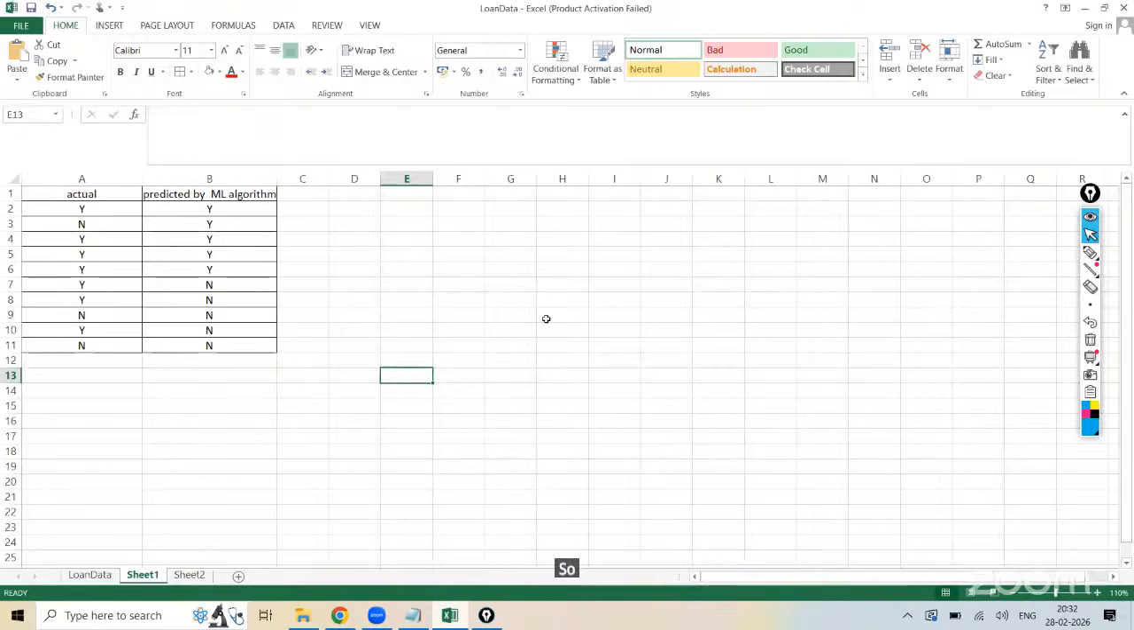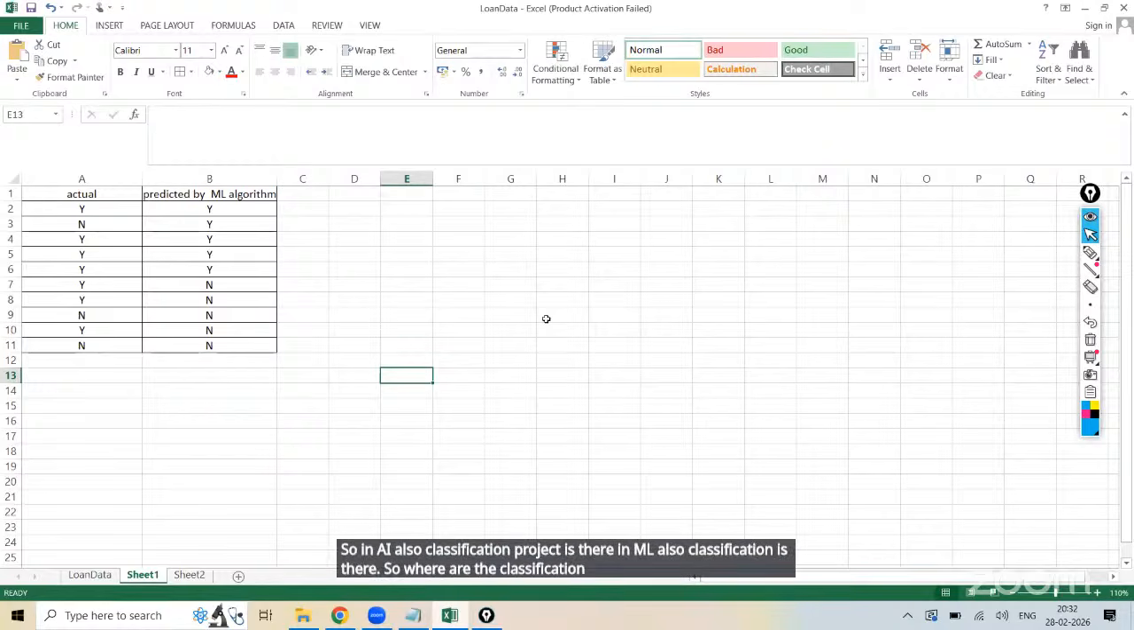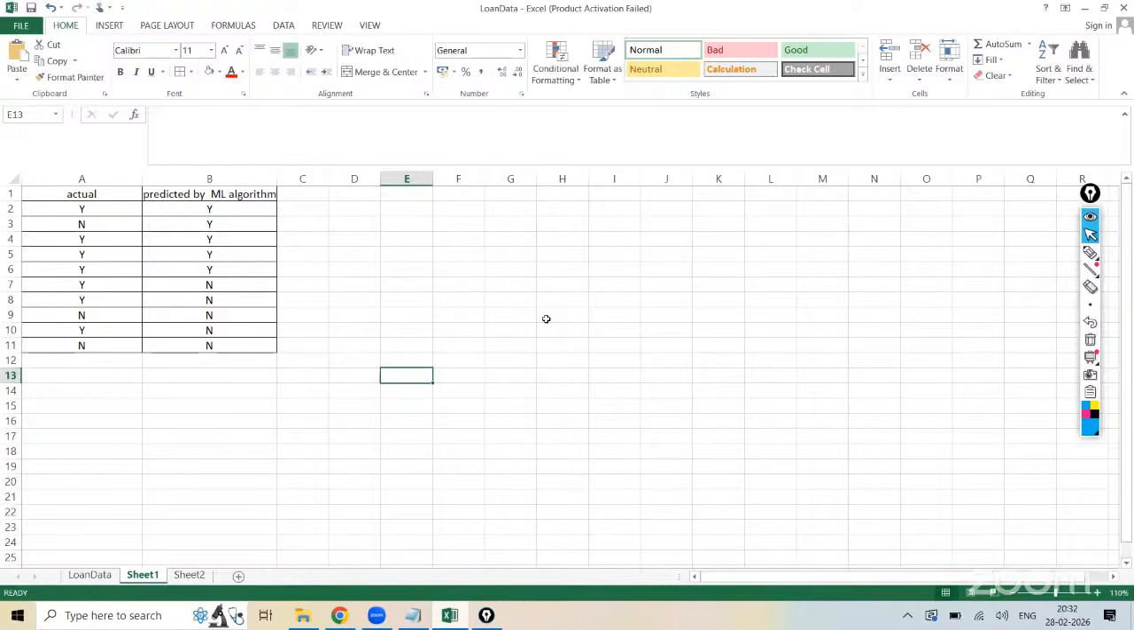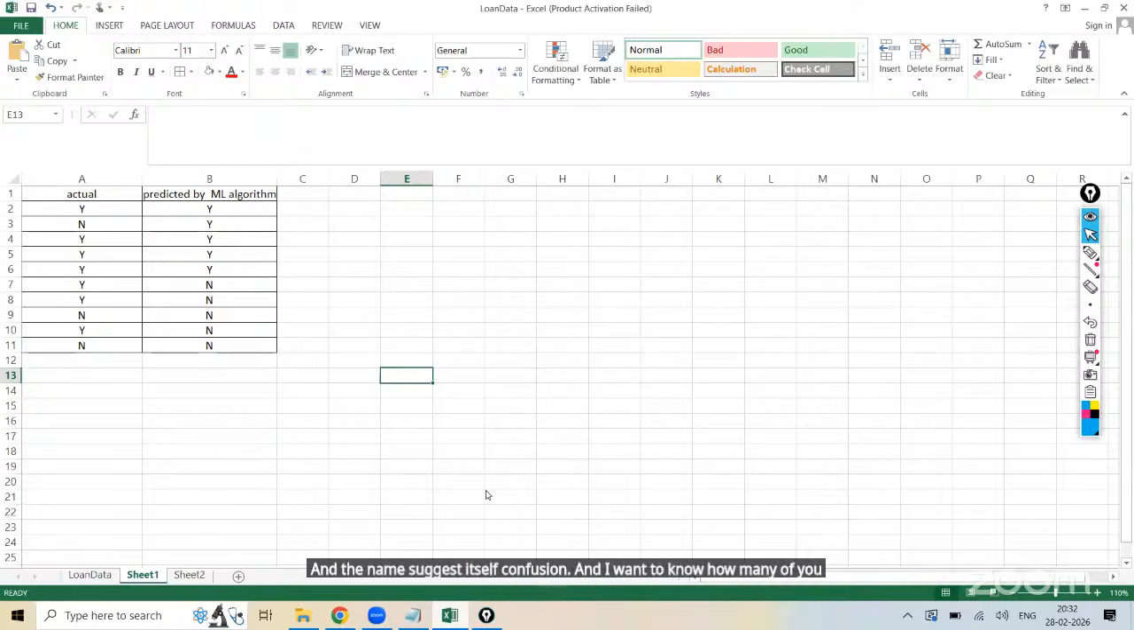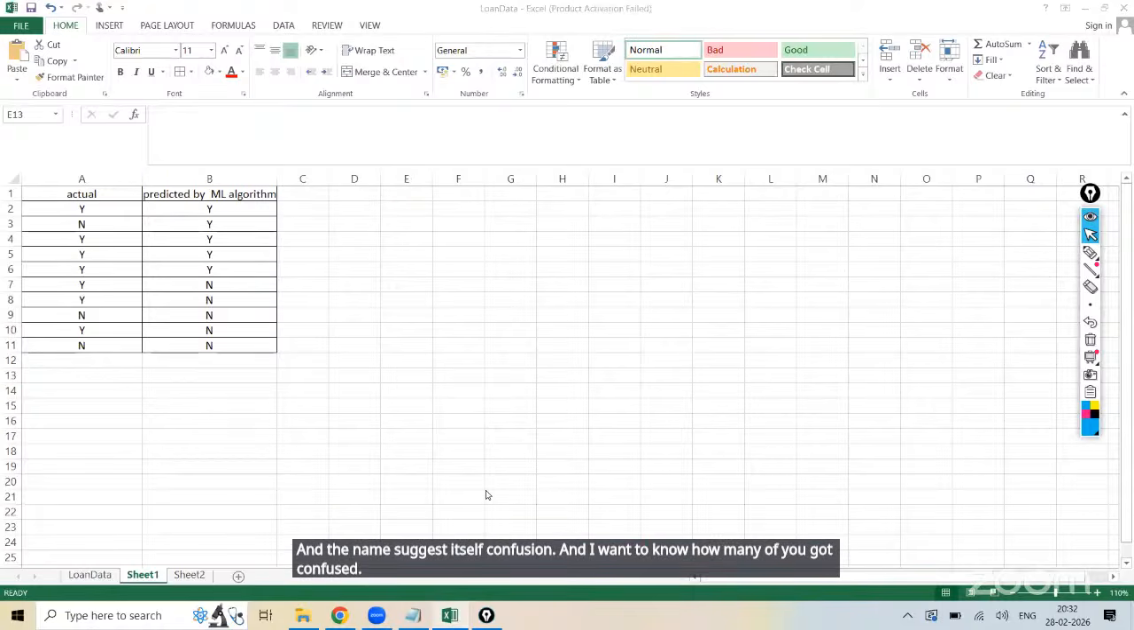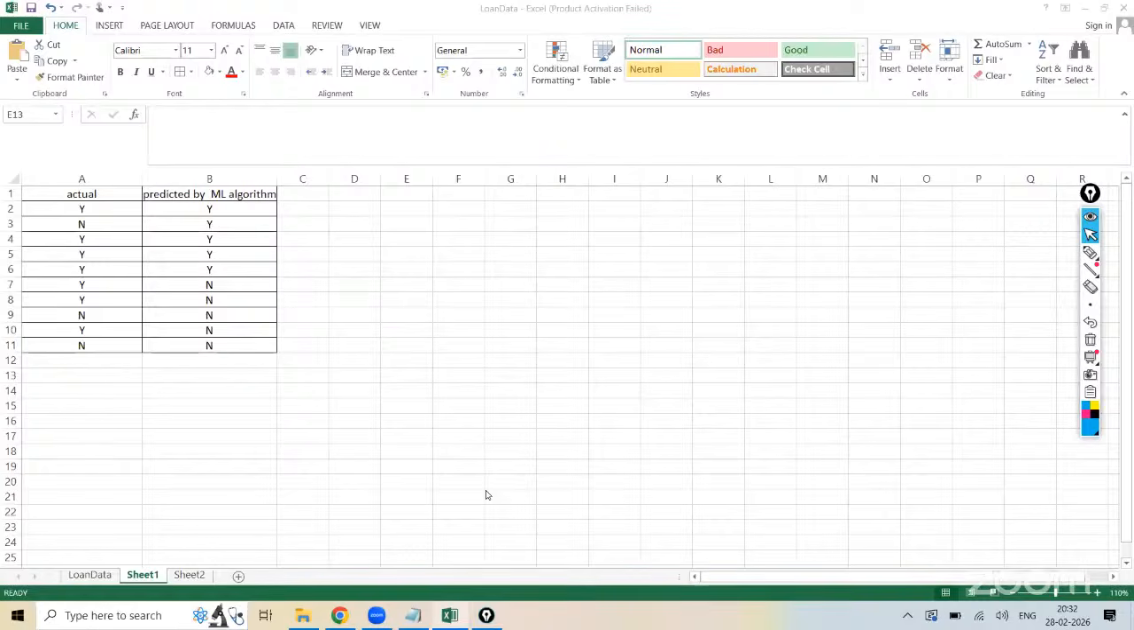So in AI also classification project is there. In ML also classification is there. So wherever the classification project comes into picture, this is important. Majorly, confusion matrix is most important out of all of them. And the name suggests itself, confusion. And I want to know how many of you got confused. Your question is clear, Ruby? Done, guys. We'll continue from here in the next Saturday.